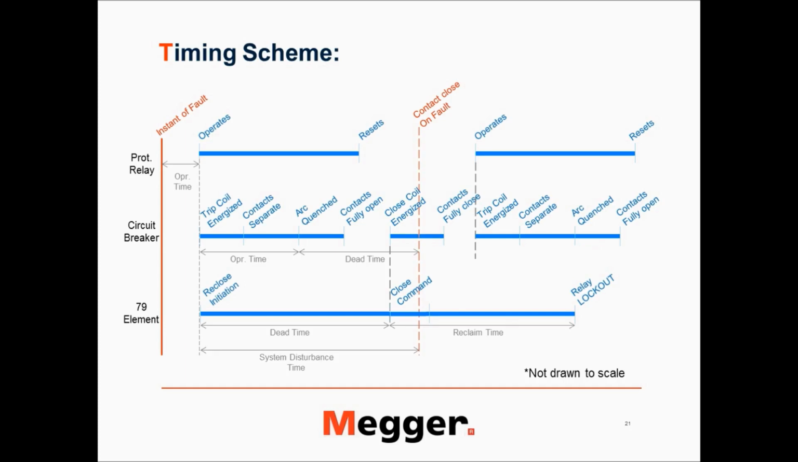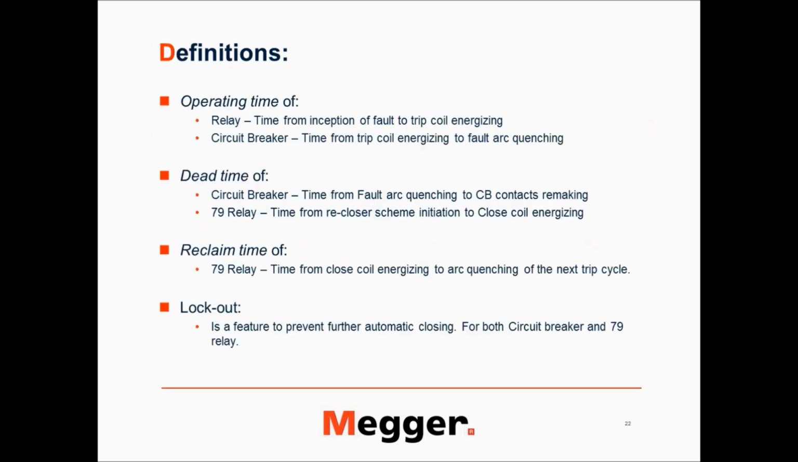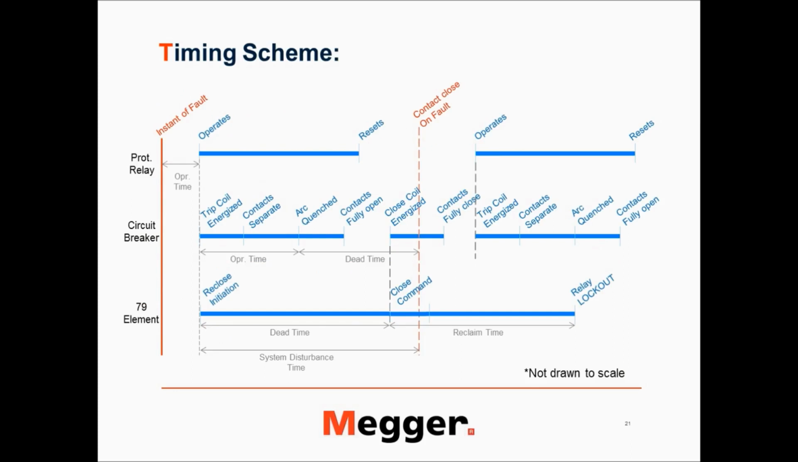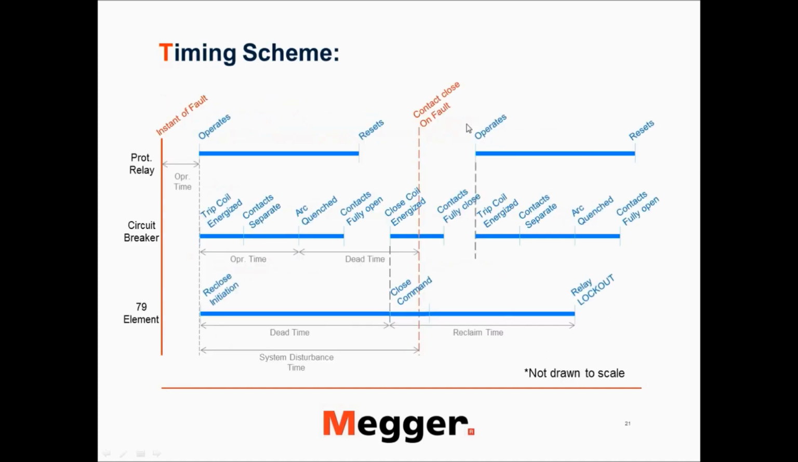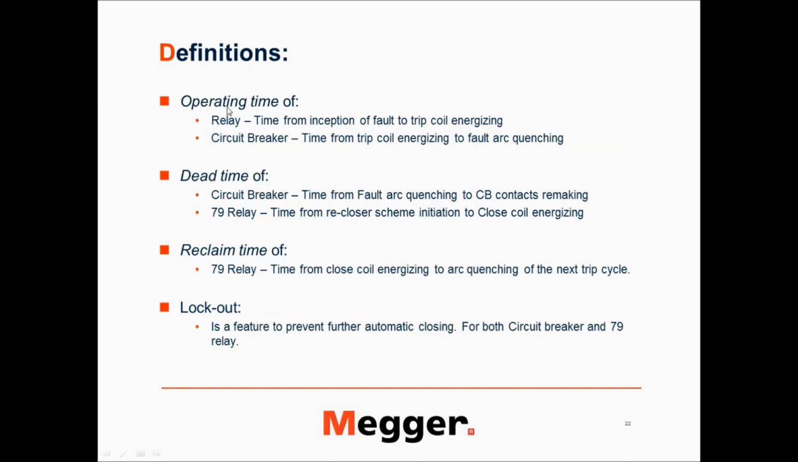I just have a slide which defines everything discussed here. The operating time of the relay means the time from inception of the fault to the trip coil energizing. That is the operating time of the relay. The operating time of the circuit breaker is the time from the trip coil energization to the fault arc quenching. That is this right here.